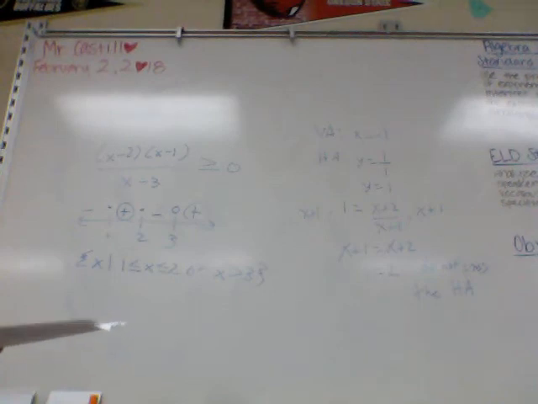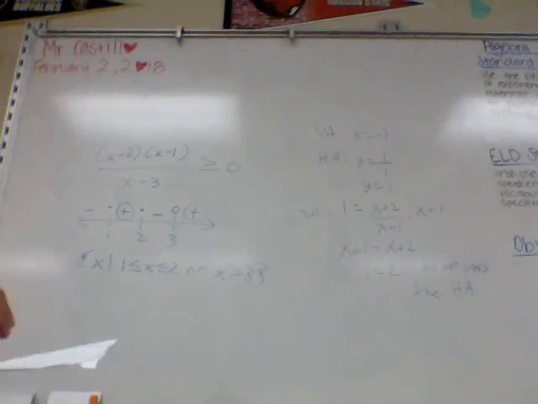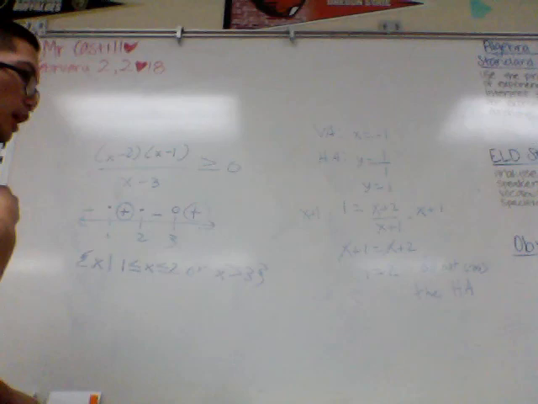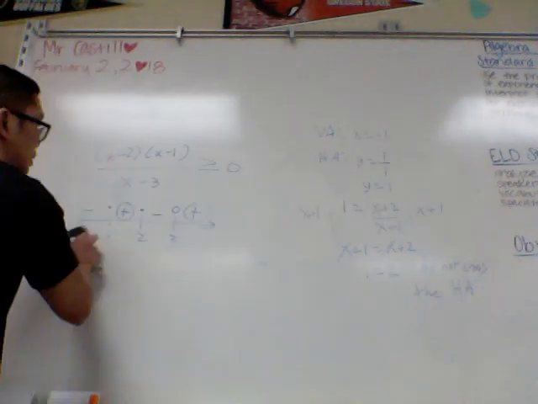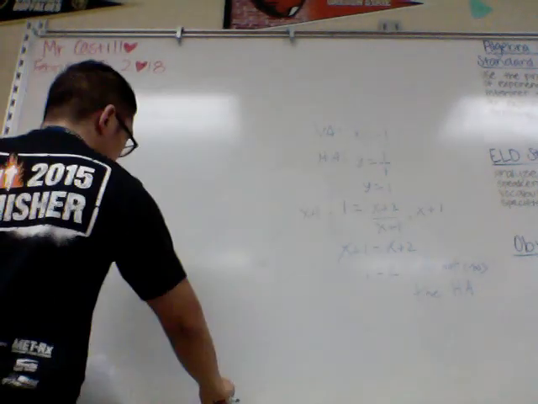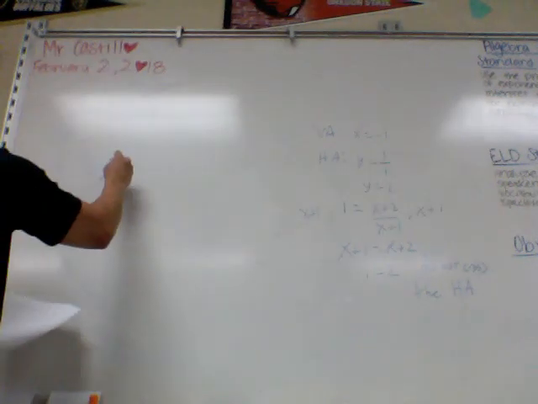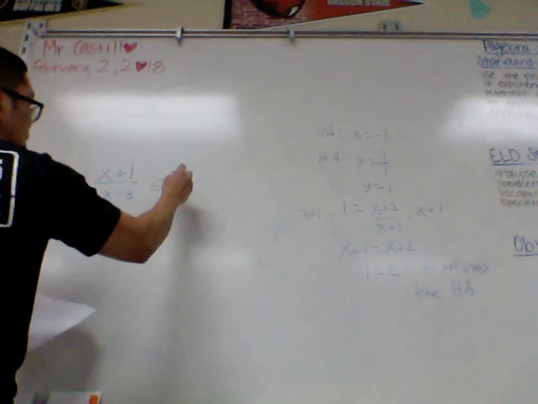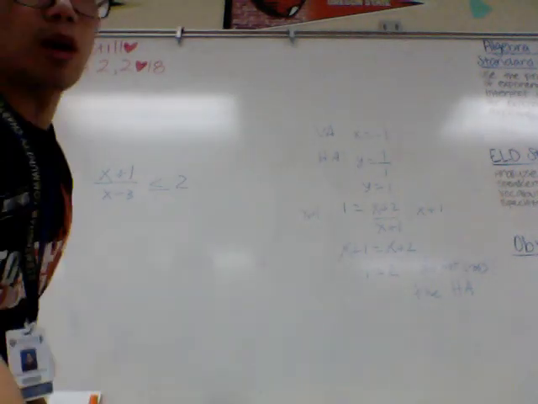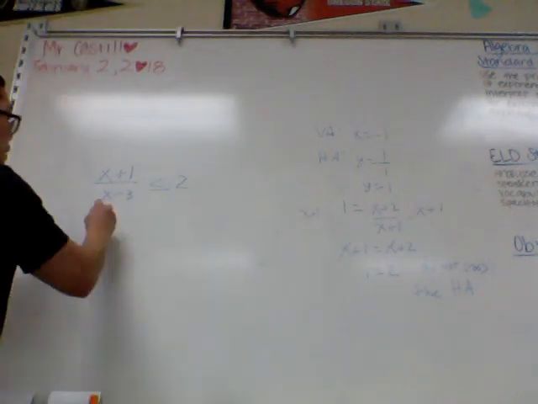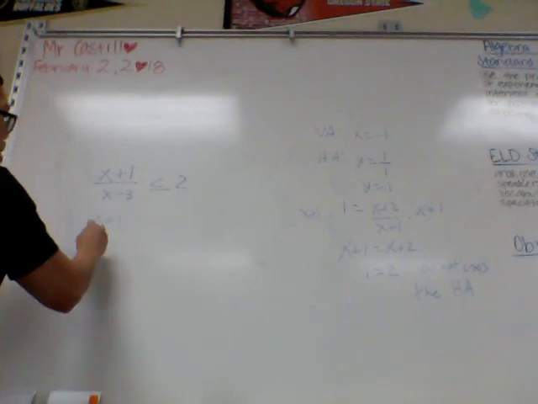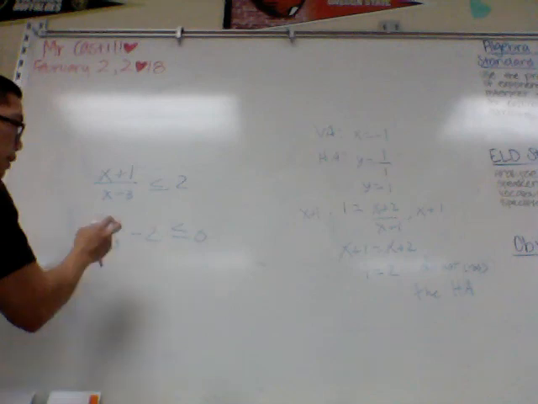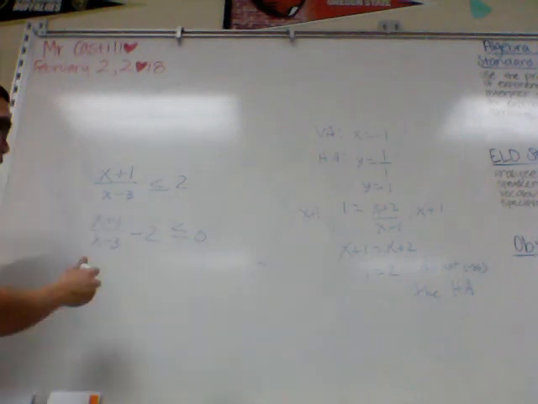Now, number 13 is done the same exact way. However, I want to do a problem that's not on the study guide. I want to do a problem that looks like this because you'll see it on the test. So remember, if you have this type of inequality, you have to bring everything to one side. So x plus 1 over x minus 3 minus 2 is less than or equal to 0. Then you need to find a common denominator here, which is x minus 3.